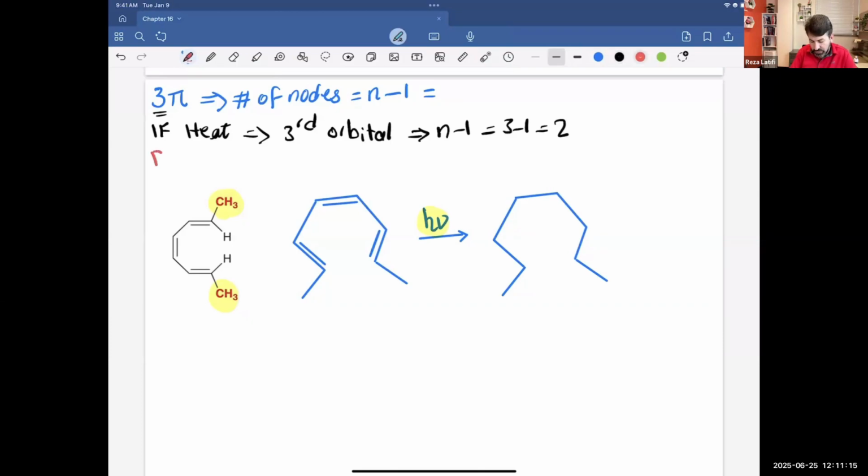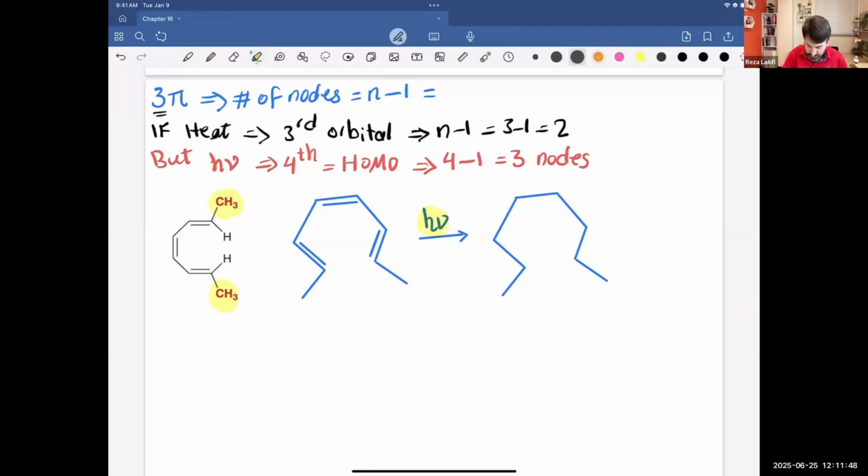But if you are using light, h nu, because you're adding 1 orbital, you send the electron to a higher orbital. I have 3 pi bonds, so the 4th orbital will be the HOMO. In that case, I go n minus 1, 4 minus 1, I will have 3 nodes. Because we are running the reaction in the presence of light, I need to show 3 nodes. The first node, we can put here, next here, and another one there.